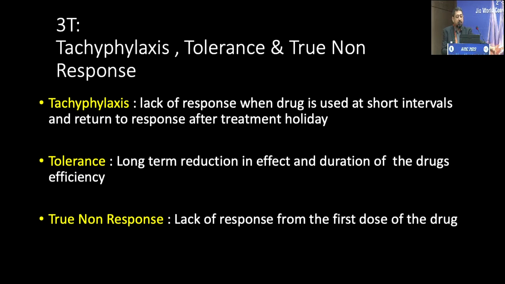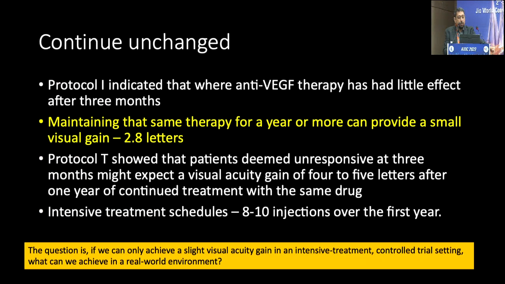Is there truly a difference between the three agents? Before that, we've got to learn these three things. What do you mean by tachyphylaxis, tolerance, and true non-response? Tachyphylaxis is the drug response, and with each subsequent dose, it stops responding. Tolerance is not like that. You give a drug a long time, then after some time it just stops working. One is humoral, immunologically based, and the other is more pharmacokinetics. And true non-response is somehow it hasn't responded from day one.